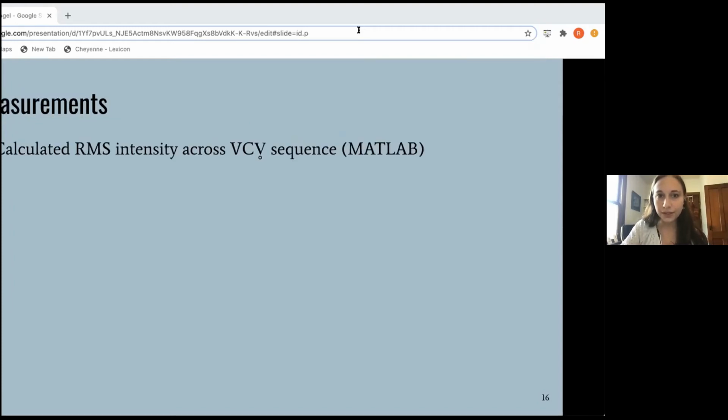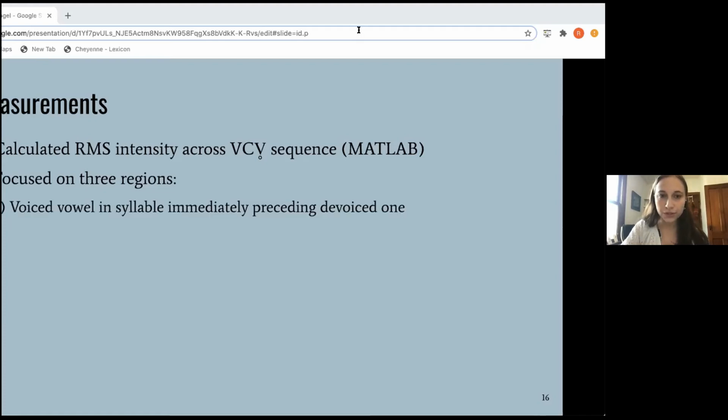I then calculated the RMS intensity across sequences of a voiced vowel, onset consonant, and voiceless vowel in each of the words. And this was divided into 3 regions that I focused on. The first region is the voiced vowel in the syllable immediately preceding the devoiced one. The second region is the onset of the devoiced vowel, and I split this region into 2 when necessary.